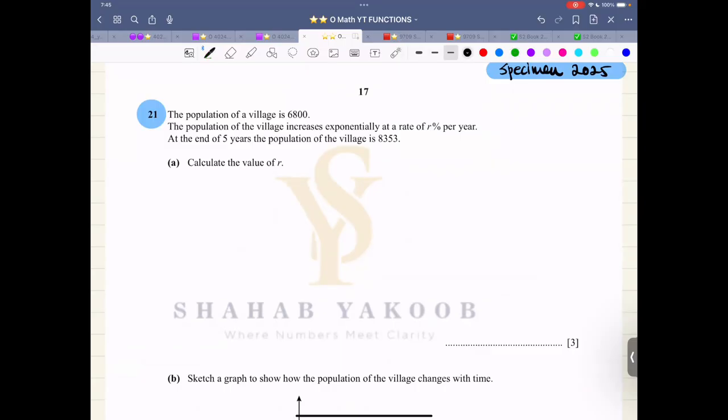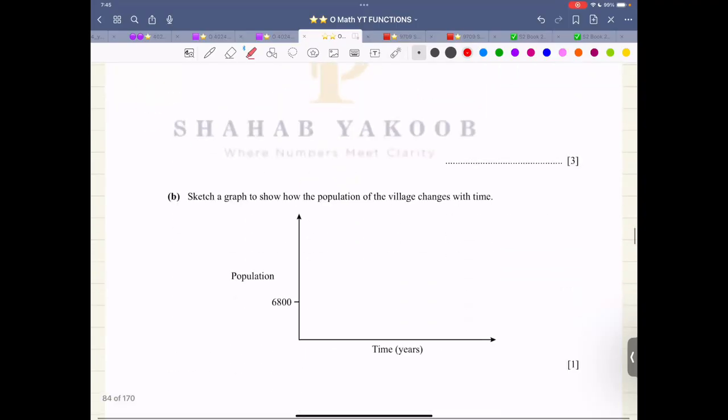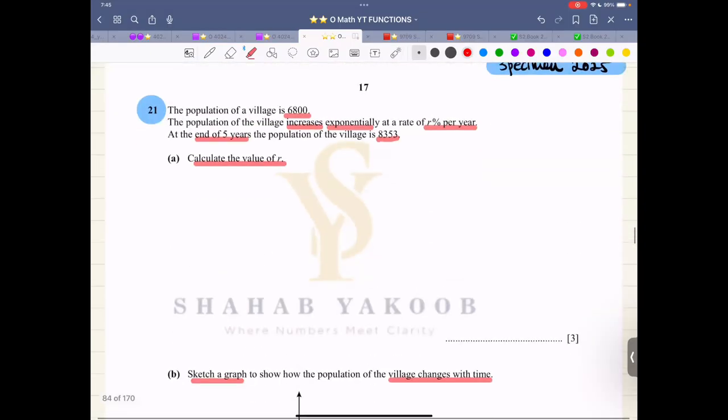So now over here, the population of a village. Let me just make it a bit thicker. Now it says the population of a village is 6,800. The population of the village increases exponentially at a rate of R% per year. At the end of 5 years, the population of the village is 8353. Calculate the value of R and sketch a graph to show how the population of the village changes with time.